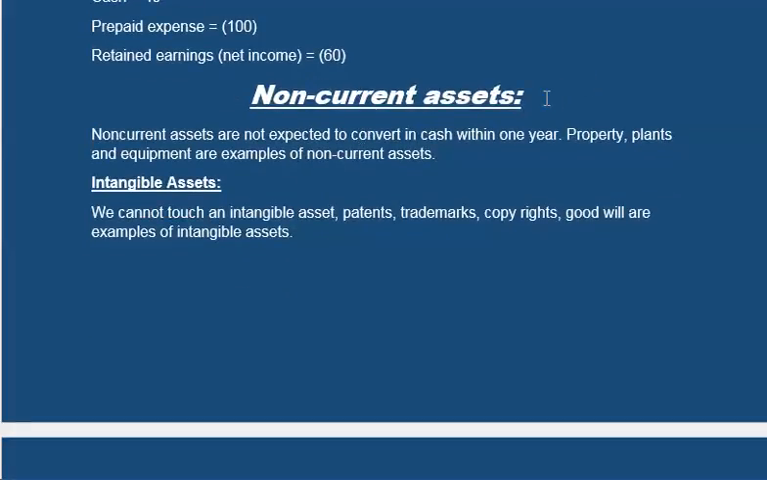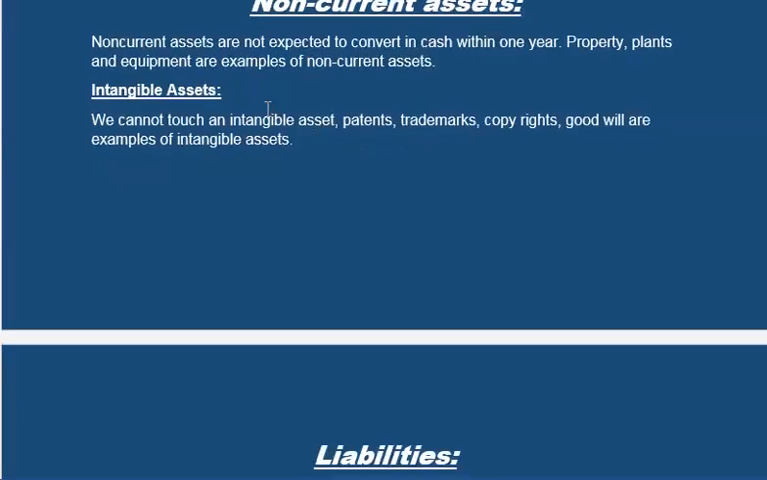Non-current assets. Non-current assets are not expected to convert to cash within 1 year. Property, plant, and equipment are examples of non-current assets. Intangible assets. We cannot touch an intangible asset. Patents, trademarks, copyrights, and goodwill are examples of intangible assets.